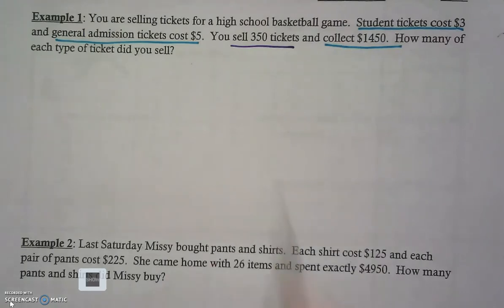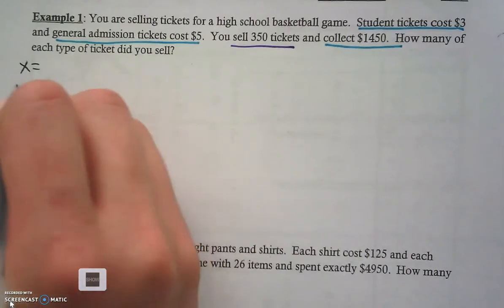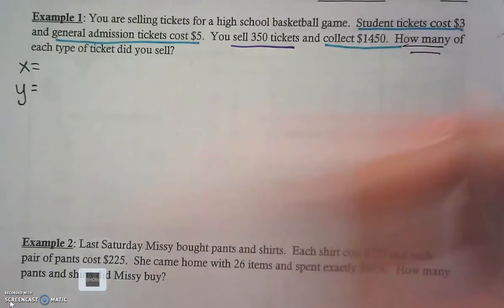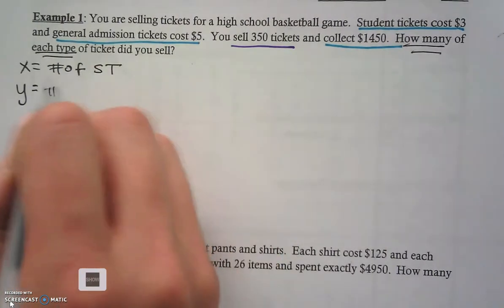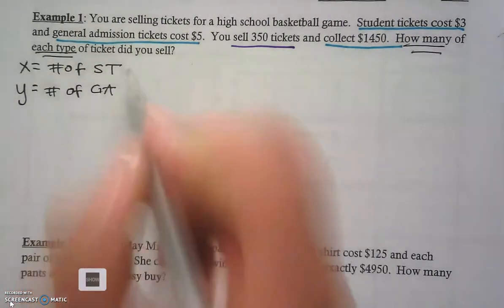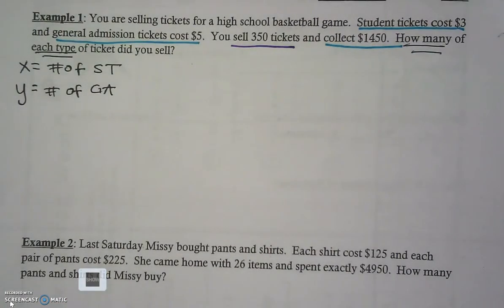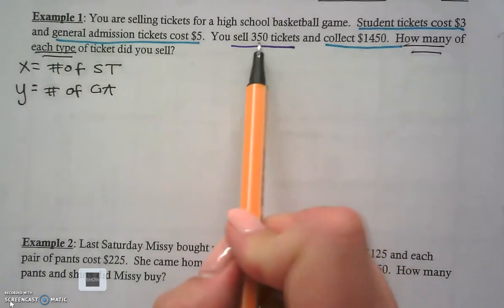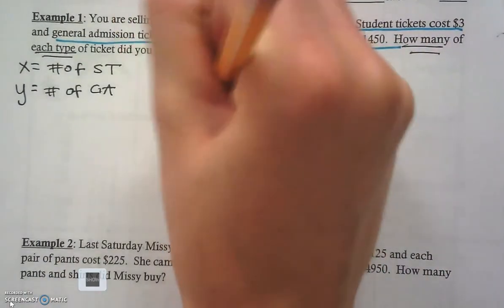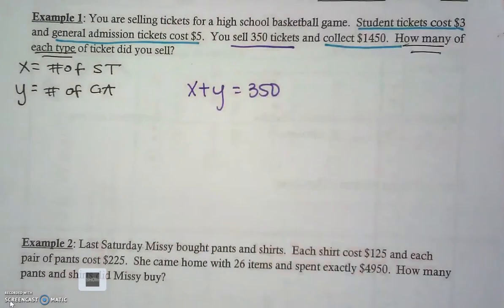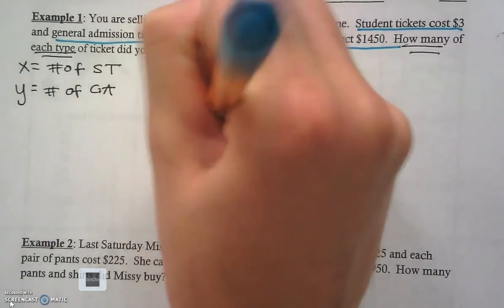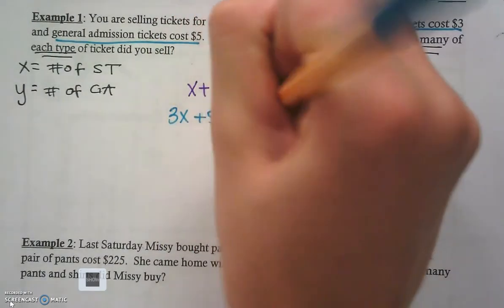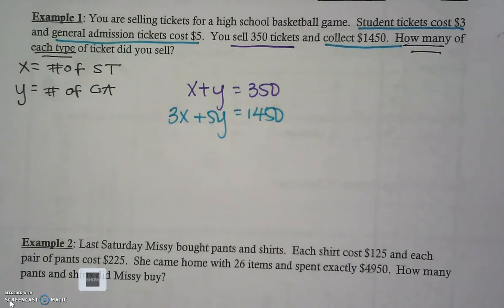We now want to define our variables. So I'm going to choose x and y. And it says how many of each type. So I'm going to need the number of student tickets and the number of general admission. I'm just going to abbreviate. So if I know that, I can write two equations. The first equation I'm going to write is a total. X plus y equals the total number of tickets that I have. Then my money equation, $3x plus $5y is equal to that 1,450. Now that we've set it up, you can solve this by any method. But let's just practice setting it up.